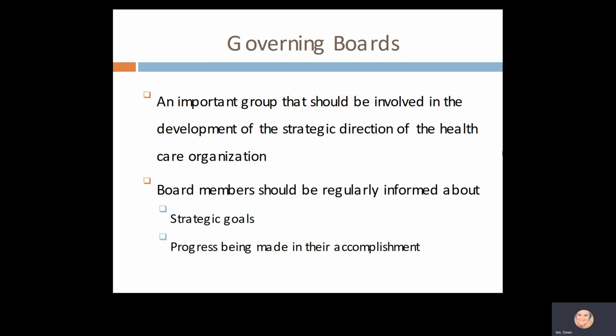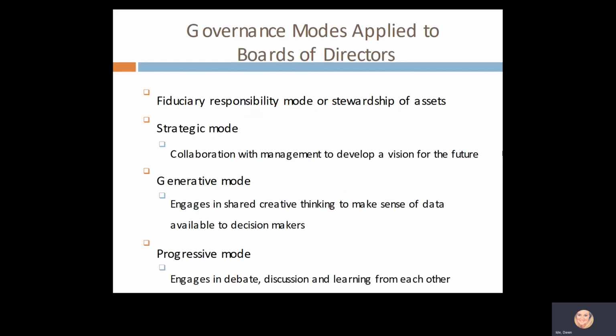Our last section here is governing boards. So we talk about governing boards. They're very important, actually. It's a very important group that's involved in all of the strategic decision making and the strategic direction of our organization on a whole. So board members should be regularly informed about our strategic goals, the progress being made in their accomplishment, fiduciary responsibility. We have a financial responsibility to keep the organization afloat, right? Stewardship of assets, et cetera.